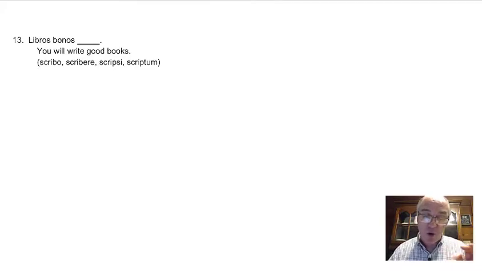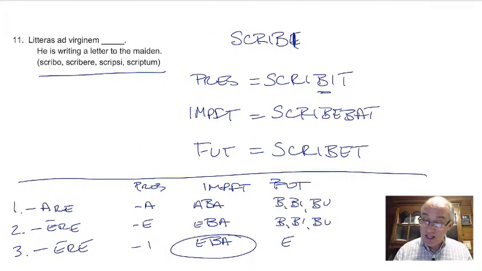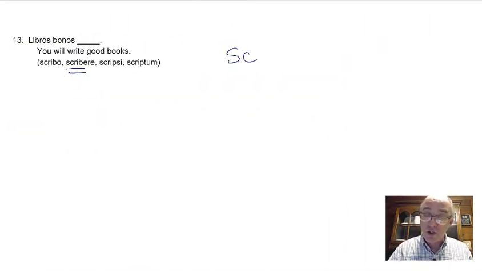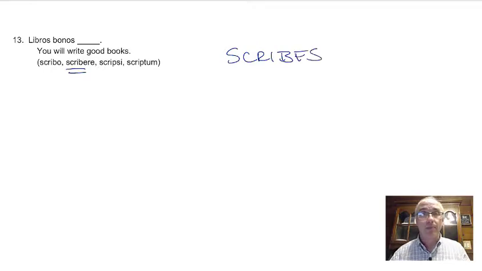13, libros bonos, you will write. Third conjugation verb, what is the sign of the future for a third conjugation verb? This E right here. So, scribes. How would I say you are writing? Scribis. Because that I is the sign of the present tense, E is the sign of the future.